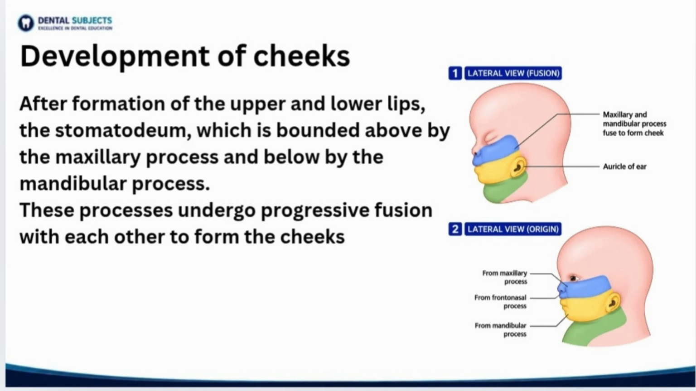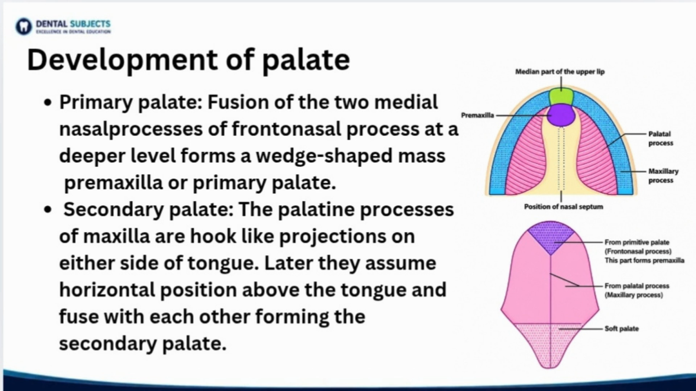Okay, next, development of cheeks. This is very simple. After the formation of upper lip and lower lip, the maxillary and mandibular processes undergo progressive fusion to form the cheeks. So the cheeks are formed by the maxillary and the mandibular processes. Next, the development of palate. This is very important.